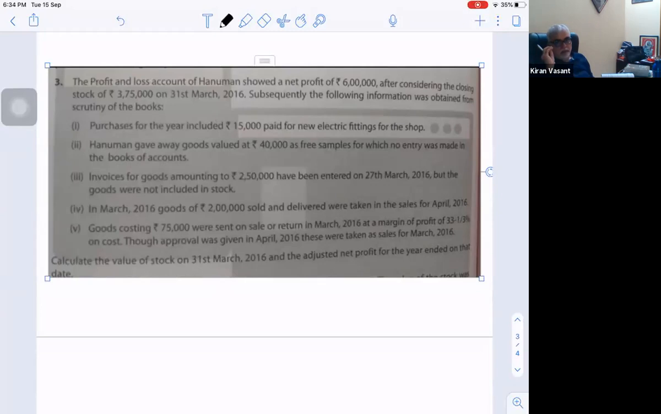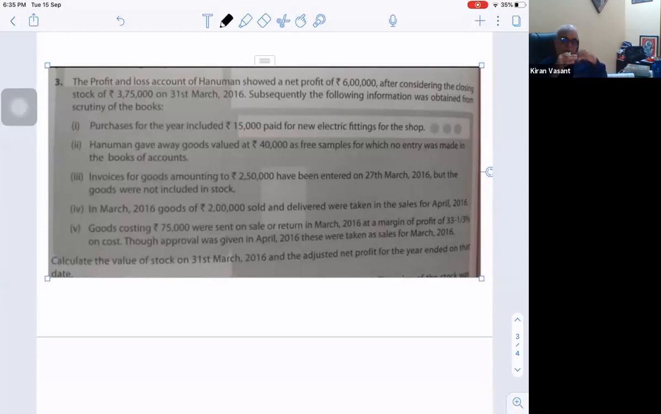Now, when you get a question like this, don't think of all the transactions together. You go point by point. One step at a time, always. Most of us make a mistake because we think of the next point in this point also. So learn to focus on the point you are dealing with. The objective of this question is to find out the correct profit.